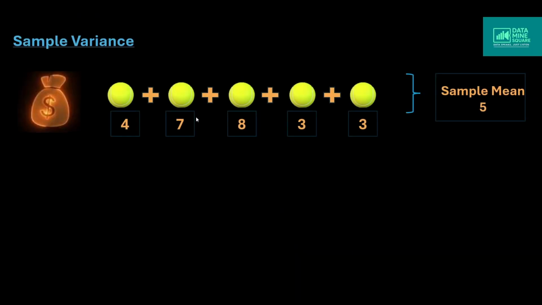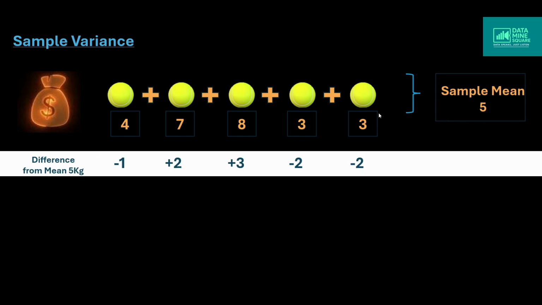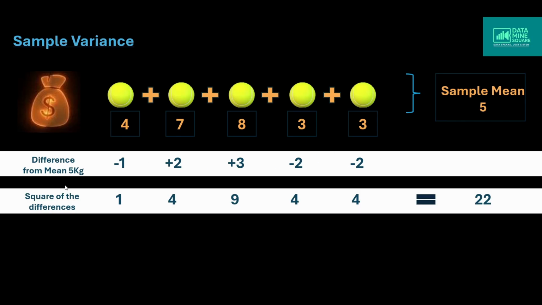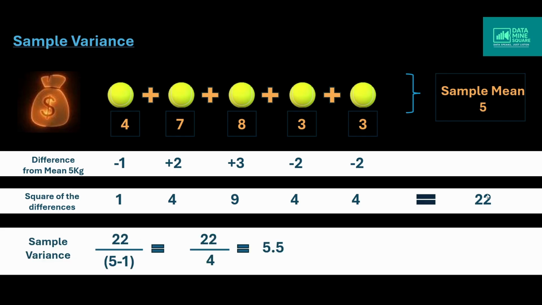So let's calculate the sample variance in this data set. First, we take the deviation of all the 5 balls from the mean, that is 4 minus 5, minus 1, 7 minus 5, we have 2, 8 minus 5, 3, 3 minus 5, minus 2, and similarly minus 2. And we take the square of all these deviations, and the sum is 22. Then we divide this 22 by n minus 1, because n is 5 here and n minus 1 is 4, so we get 5.5.